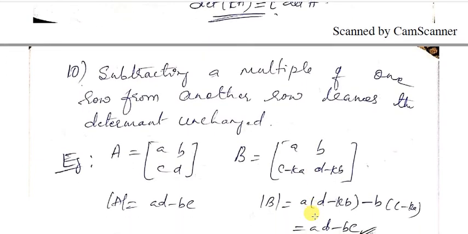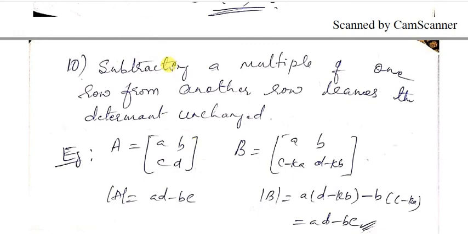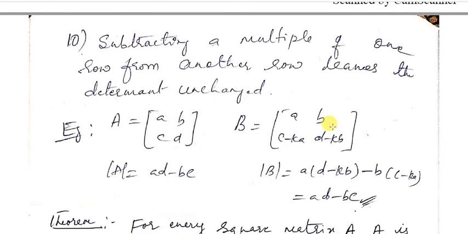With respect to this property, we have one more property, that is, subtracting a multiple of one row from another row leaves the determinant unchanged. So here I have taken one example. Let A be a matrix of order 2, say A, B, C, D, and B a matrix of order 2, A, B, C minus Ka, D minus Kb. So determinant of A is AD minus BC. Finding the determinant of B gives the same value as the matrix A. So subtracting a multiple of one row from another row leaves the determinant unchanged.